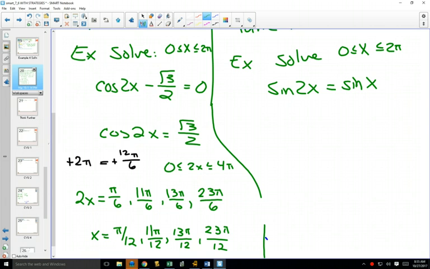For our second example, we have a double angle plus another trig function. Whenever this is the situation, you're going to have to change your double angle using your formula. Now for sine 2x, there's only one formula for sine 2x. It's 2 sine x cos x. So if I change my sine 2x to 2 sine x cos x, I get this equation.